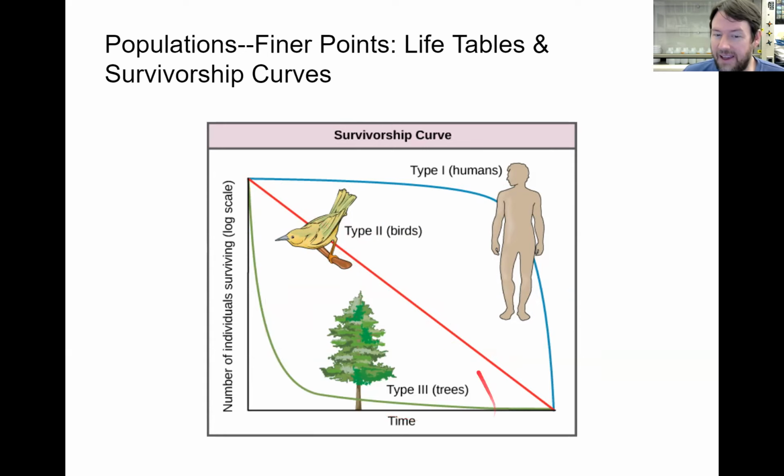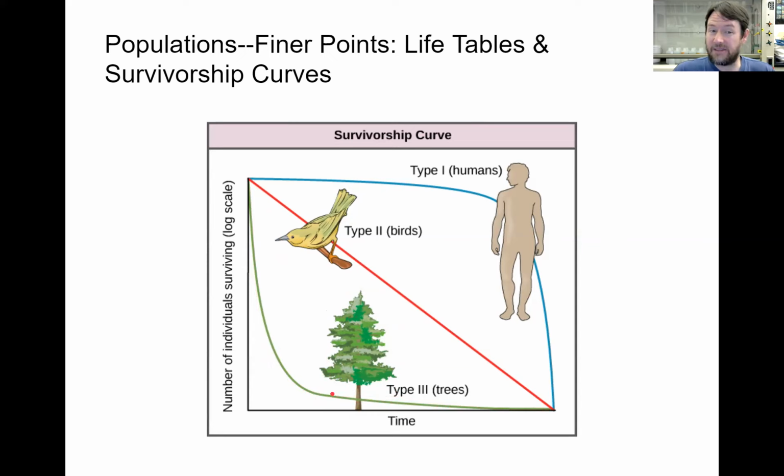And then type 3 are affectionately known as broadcast breeders, the organisms that produce lots and lots of offspring, with the realization that not a lot of them are going to survive. So like trees, most of the seeds and seedlings of a tree are going to die, and very few will actually replace the parental tree. So very high early mortality, but once those trees can get established, then very low mortality after that.